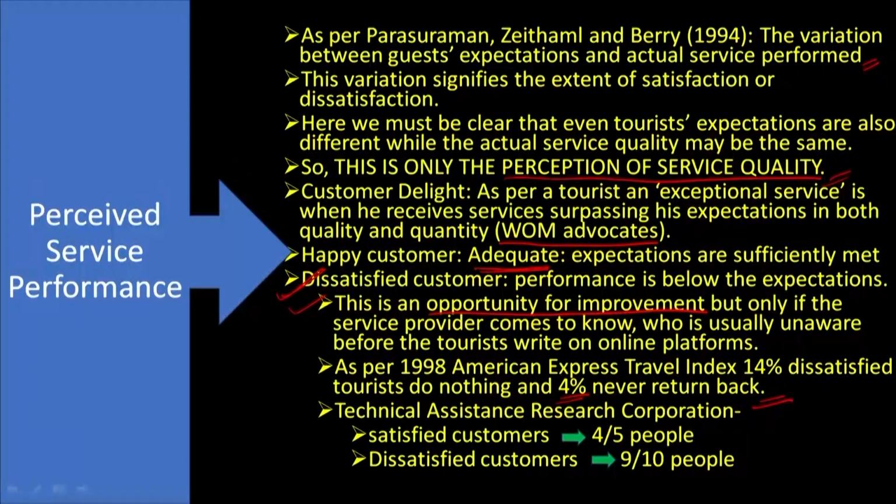Okay. Now, Technical Assistance Research Corporation did a research which says, please listen to me very carefully, it is a very important point. A satisfied customer tells on an average 4 to 5 people. Okay. So, he is your warm advocate only for 4 to 5 people, but a dissatisfied customer tells 9 to 10 people. So, when we talk about word of mouth, negativity here spreads more rapidly, and that is what companies must always try to avoid.